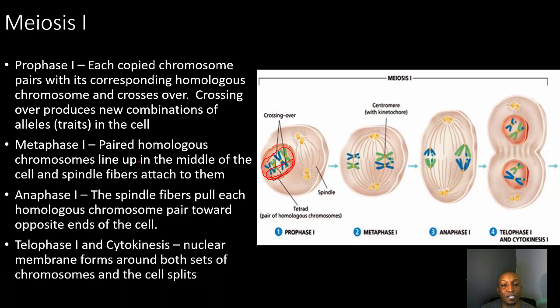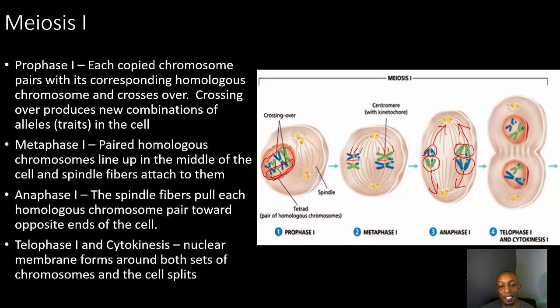In metaphase 1, paired homologous chromosomes line up in the middle of the cell and spindle fibers attach to them. Here are these paired homologous chromosomes lined up in the middle of the cell, and these spindle fibers are attaching to them. Then in anaphase 1, the spindle fibers pull each homologous chromosome pair toward opposite ends of the cell. So that's what we see right here. These chromosomes are getting pulled in this direction, and these chromosomes are getting pulled in this direction. Same thing on this side as well.